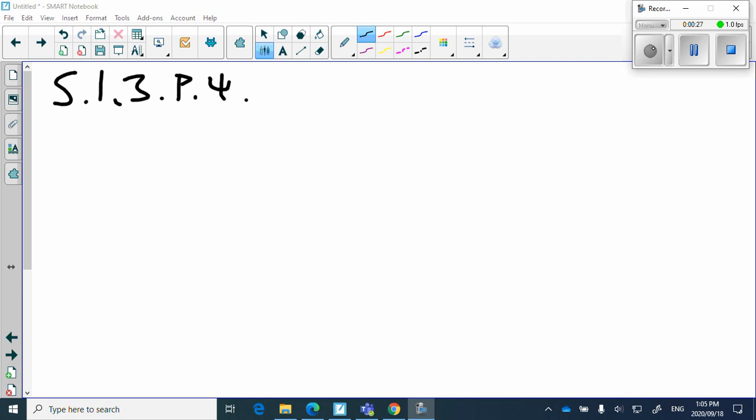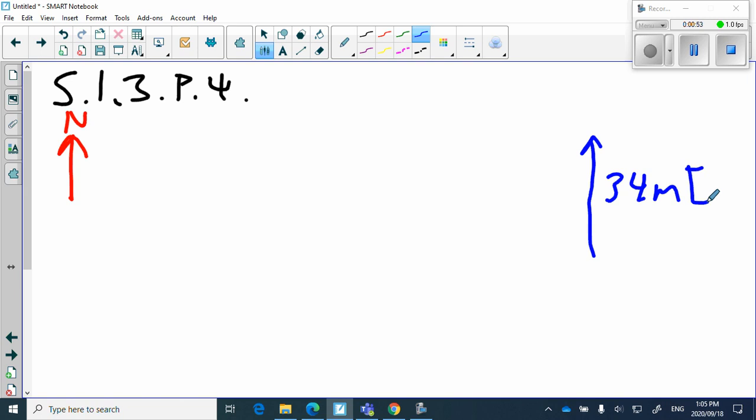So the first thing you have to do is establish a direction. This is what you do to establish a direction. I say up the page is north. That's the first thing you do. And then you draw a diagram. Now the first displacement is right there, and it's 34 meters north. Then they go 46 meters west.